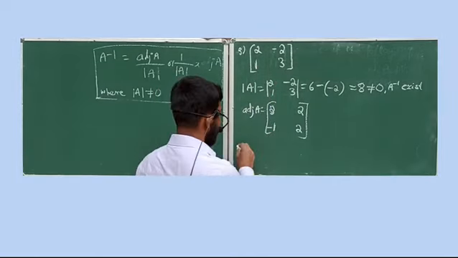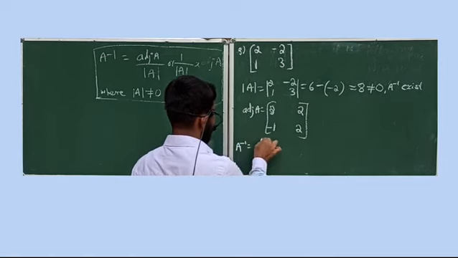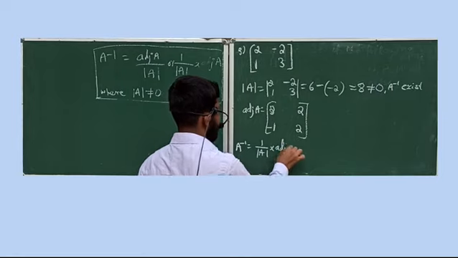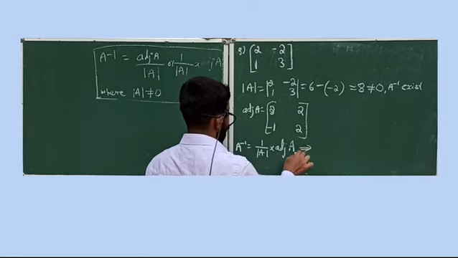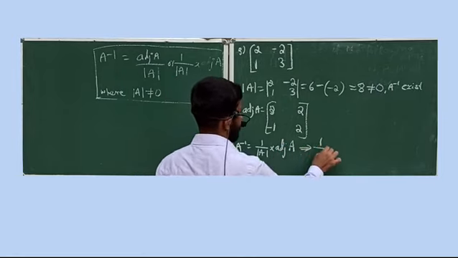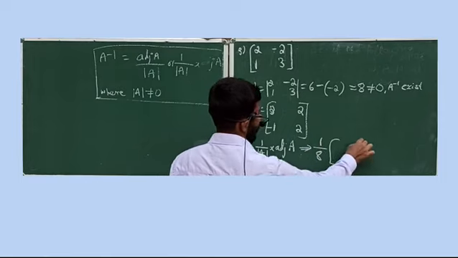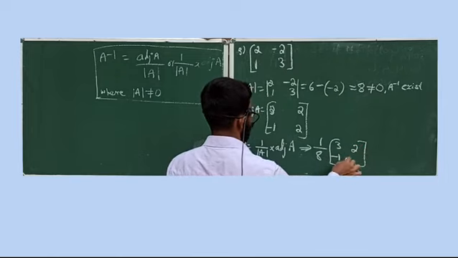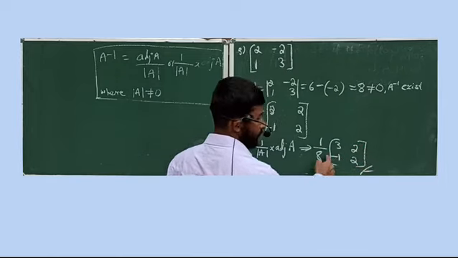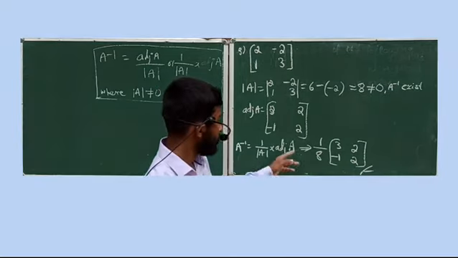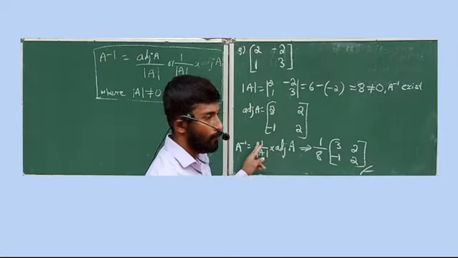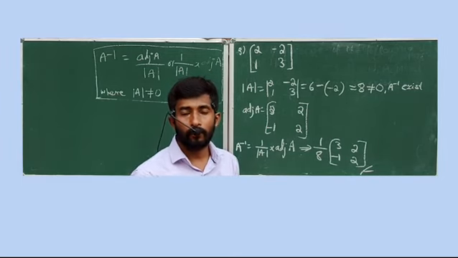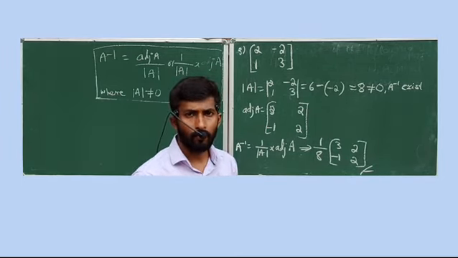Then write the formula. A inverse is equal to 1 by determinant A into adjoint A. It implies, what is 1 by determinant A? 1 by 8 into adjoint of A. Adjoint of A is 3, 2, minus 1, 2. Okay. Further simplification is not required. Just substitute in the formula 1 by determinant A into adjoint A. This is how to find inverse of a square matrix of order 2.